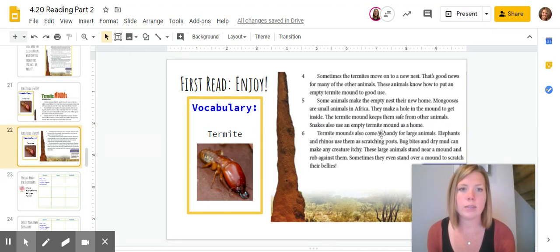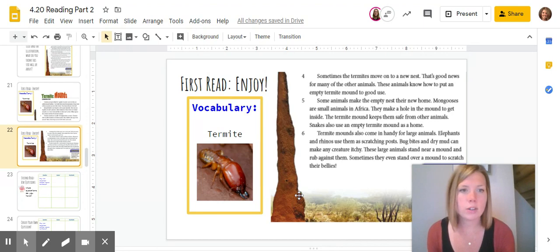Snakes also use an empty termite mound as a home. Termite mounds also come in handy for large animals. Elephants and rhinos use them as scratching posts. Bug bites and dry mud can make any creature itchy. These large animals stand near a mound and rub against them. Sometimes they can even stand over a mound to scratch their bellies.